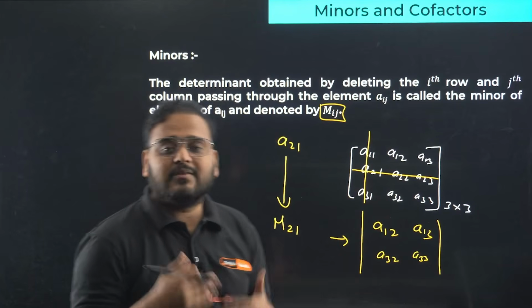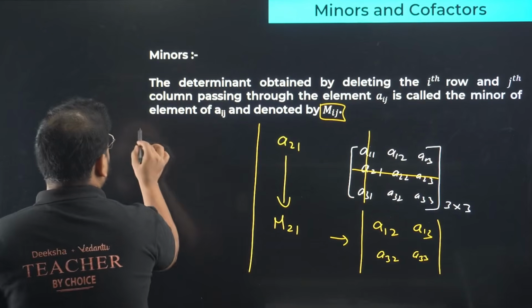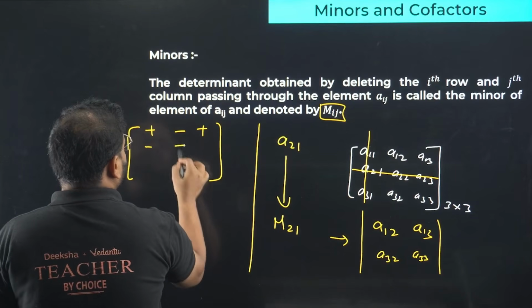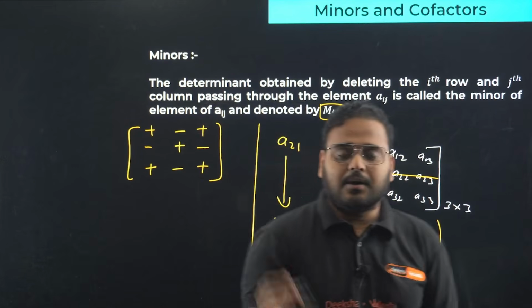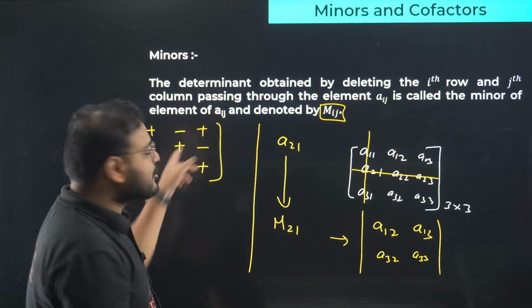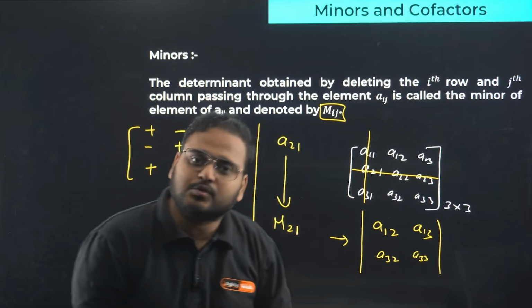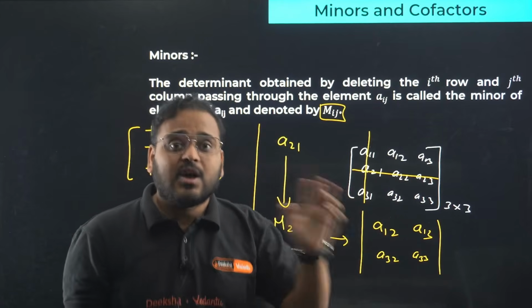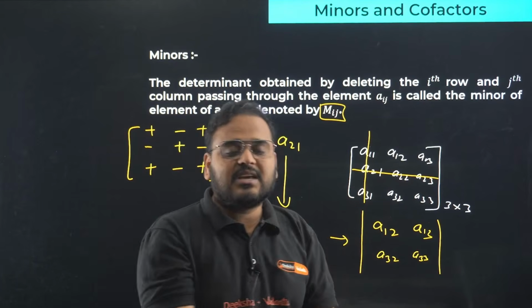How do you deal with that? So remember, I gave you a sign for all the elements. Remember, this was plus, minus, plus, and minus, plus, minus, plus, minus, plus. Based upon the sum, whether i plus j is even or odd, we had the sign of the positions. Got it? Remember a11, so 1 plus 1 is even, so plus. a12, the second element, is 1 plus 2, so that is 3, odd, hence minus. a13, 1 plus 3 is 4, that is even, hence plus.